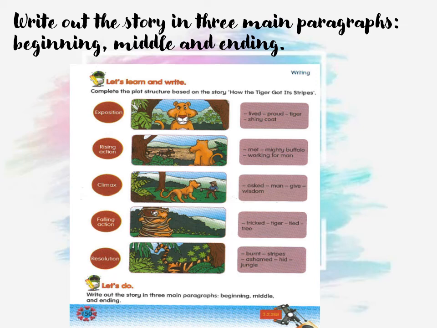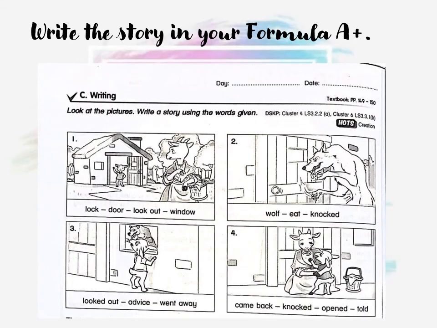In the previous lesson, I taught you about the three main parts of a story, which are the beginning, middle, and ending. Now, I want you to write out the story, How the Tiger Got Its Stripes, in three main paragraphs: beginning, middle, and ending. You can refer to your textbook on page 74 and 75. Now, please do this exercise in your Formula A+ English.